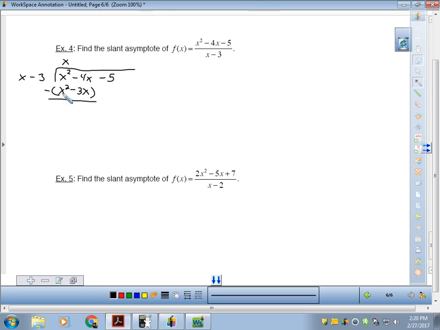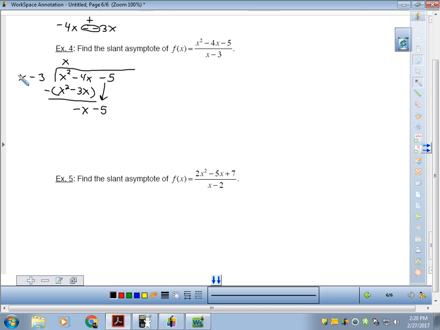X squared minus x squared, those cancel out. Negative 4x minus a negative 3x. You have minus a negative, so it really means it's plus. So negative 4x plus 3x gives us negative x. Then just like with old school math, you drop down the next term. So bring down that minus 5.